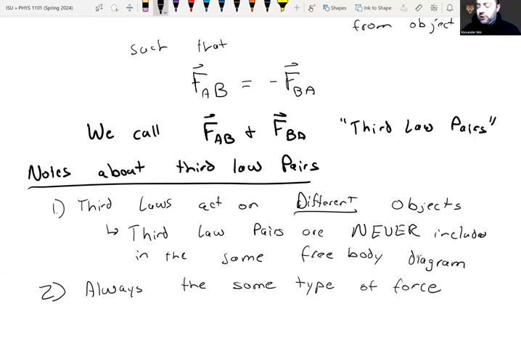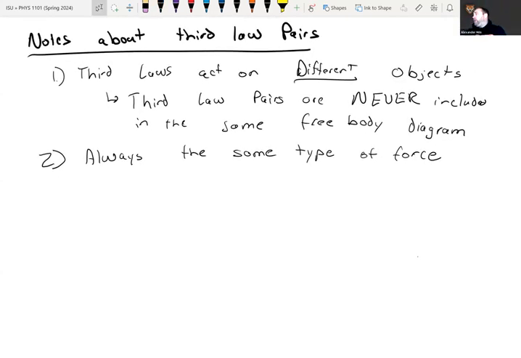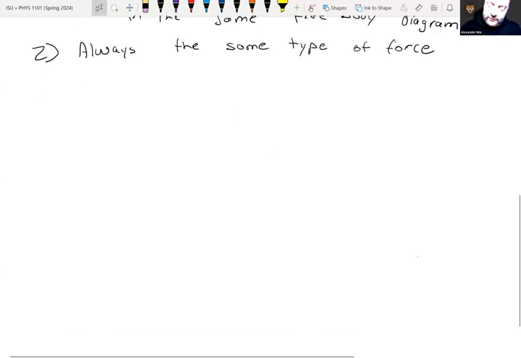Okay. So third law pairs are always, always, always the same type of force. Thus, if one force is a normal force, its third law pair will also be a normal force. If a force is an applied force, applied force is a broad category, but whatever that happens to be, the third law pair force is also an applied force. If a force is a gravitational force, the third law pair is also a gravitational force. Okay, so I want you to keep that in mind as I show a quick example of this.